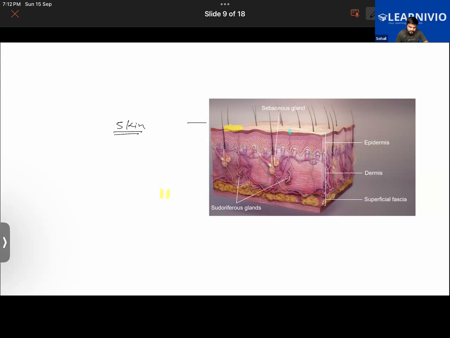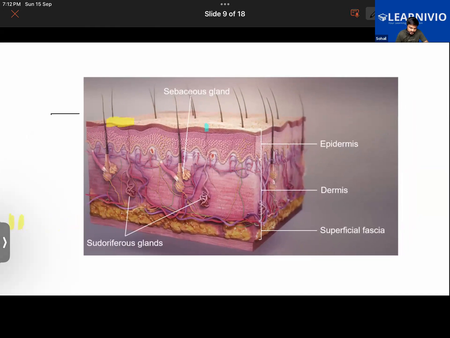This is the skin. When we observe our skin, we get to see that there are two glands present inside it. One is the sebaceous gland, where I'm pointing here, and another one is this sweat gland. The function of the sweat gland is to produce sweat, while the sebaceous gland produces oil. Now, the sebaceous gland secretes oil.